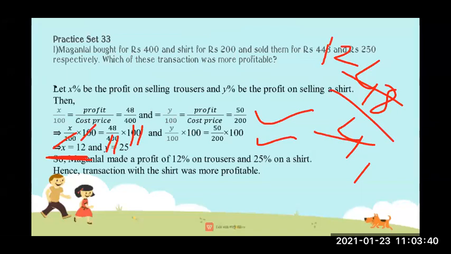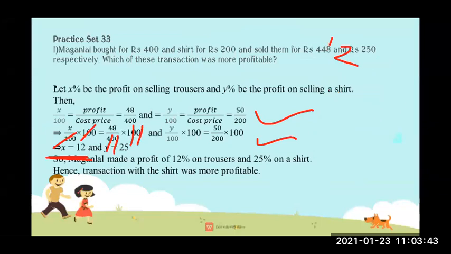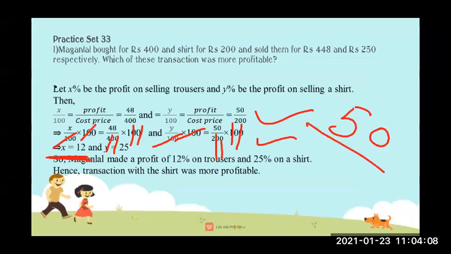Now in the same way we are going to find y. Now y upon 100 multiplied by 100 equals 50 upon 200 multiplied by 100. Now here, 100 ones are 100. Now 50 upon 200 multiplied by 100 will remain. Now this 20 we will cut and this 20 we are going to cut. So downward, what will remain? 50 divided by 2.